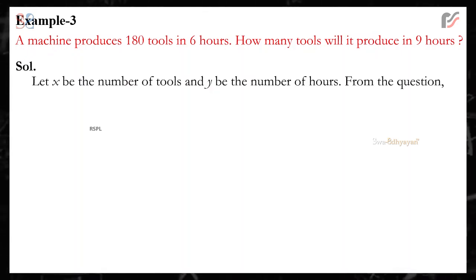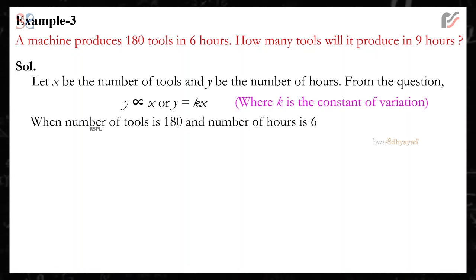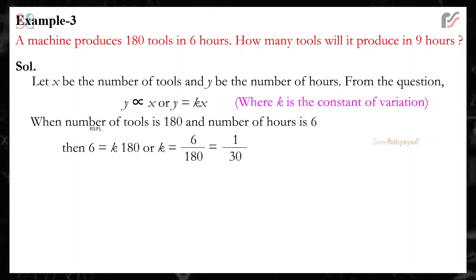Solution. Let x be the number of tools and y be the number of hours. From the question, y is proportionate to x, or y is equal to kx, where k is the constant of variation. When number of tools is 180 and number of hours is 6, then 6 is equal to k times 180, or k is equal to 6 upon 180, which is equal to 1 upon 30. Thus, y is equal to 1 upon 30 into x.